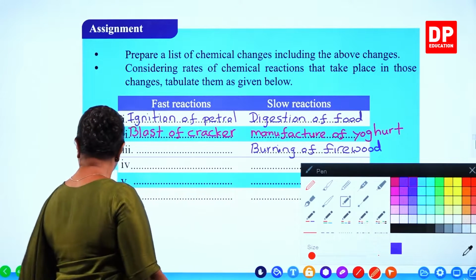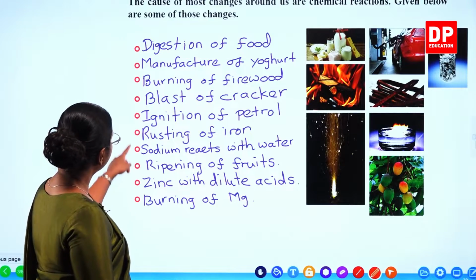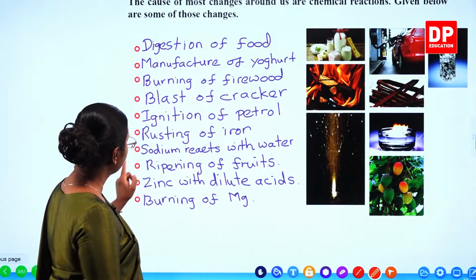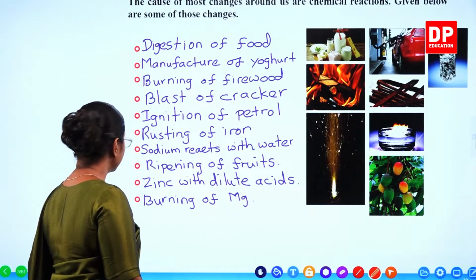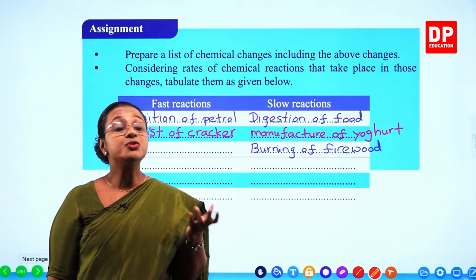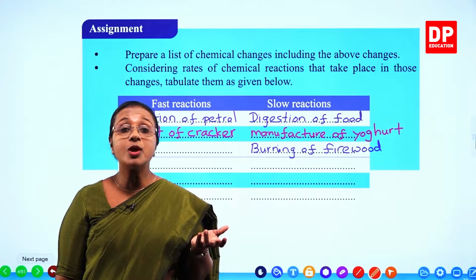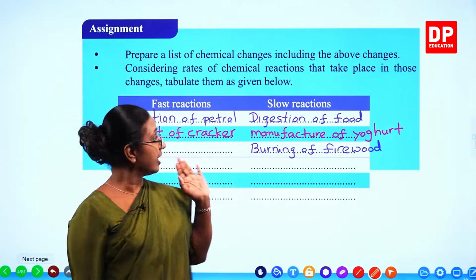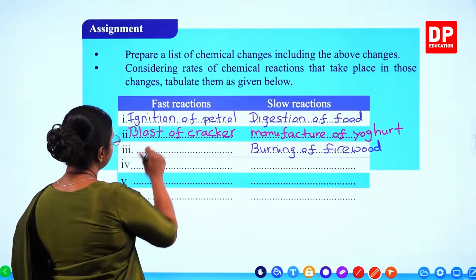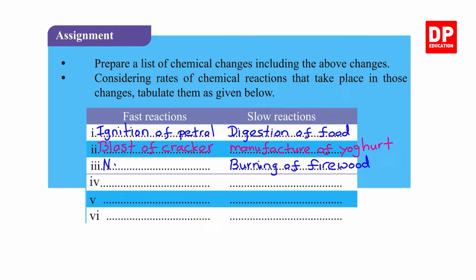So, then what was the reaction? After that we had rusting of iron and sodium reacts with water. That is also something familiar to you all. Now, sodium reacting with water, how long does it take? Very fast reaction. So, that can be classified under fast reaction. Sodium reacting with water.